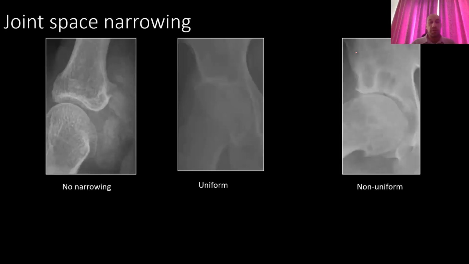The joint narrowing: no joint narrowing. You can see this, the joint is smooth, symmetrical, no narrowing. Here is smooth, symmetrical, uniform narrowing, or asymmetrical. There is narrowing here, but here it looks fine, relatively fine. So in uniform, it is rheumatoid arthritis. In non-uniform, it is osteoarthritis. So we build our diagnosis.